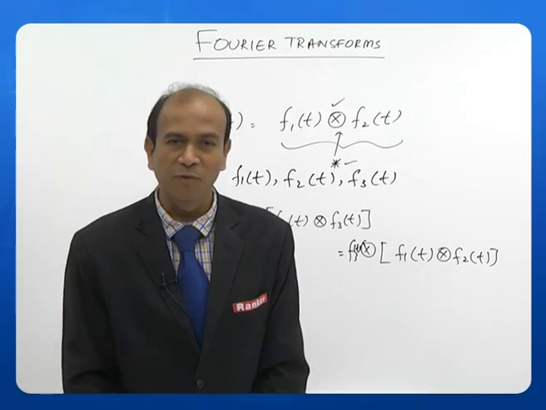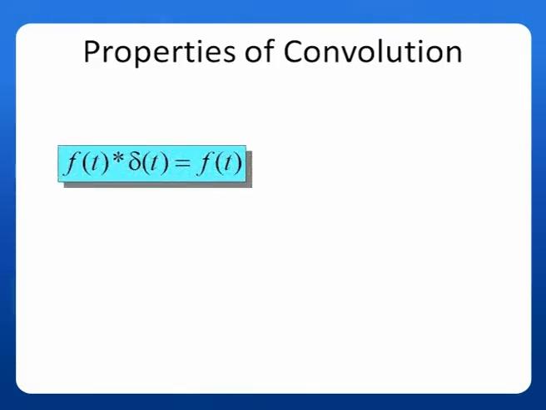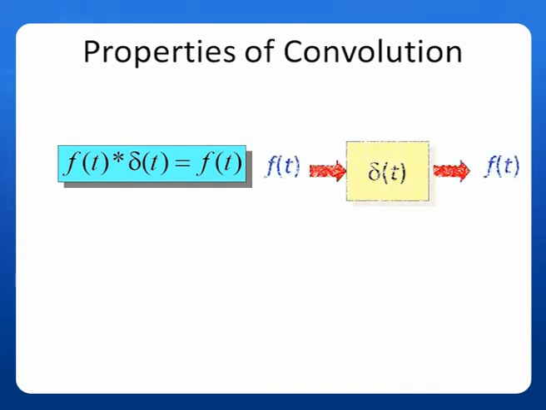Let us see another property of convolution. Here you see a function f(t) is convolved with a delta function. The result will be the function itself.